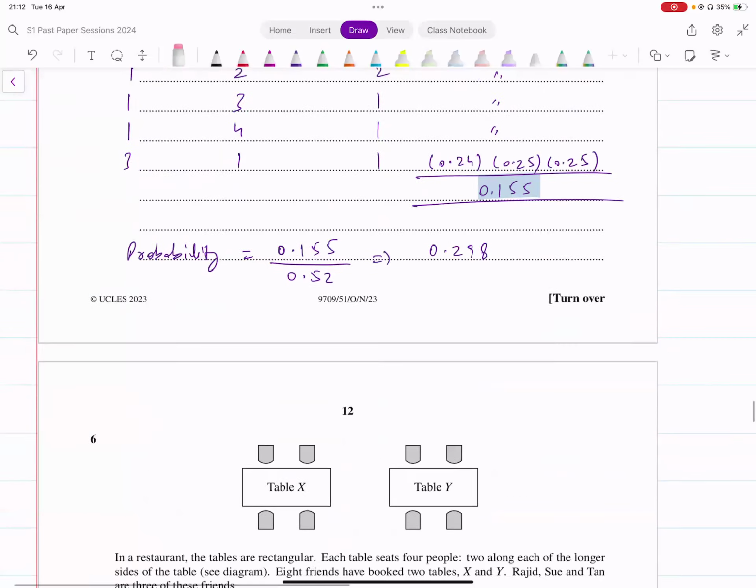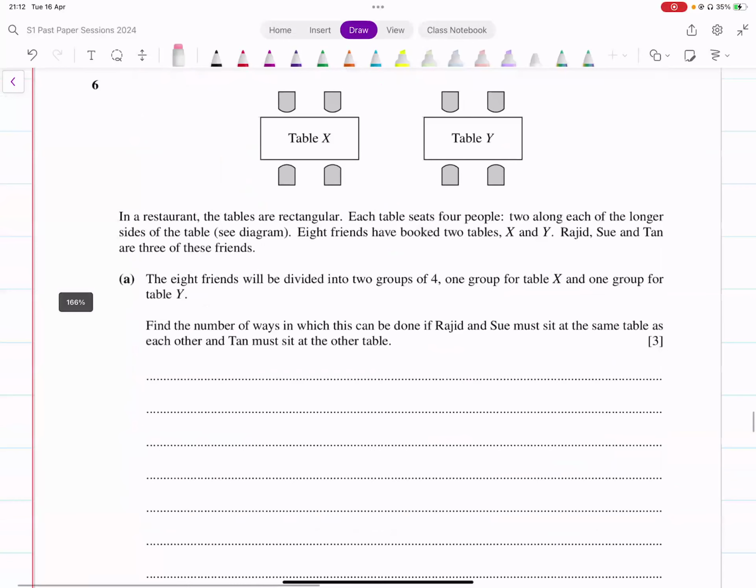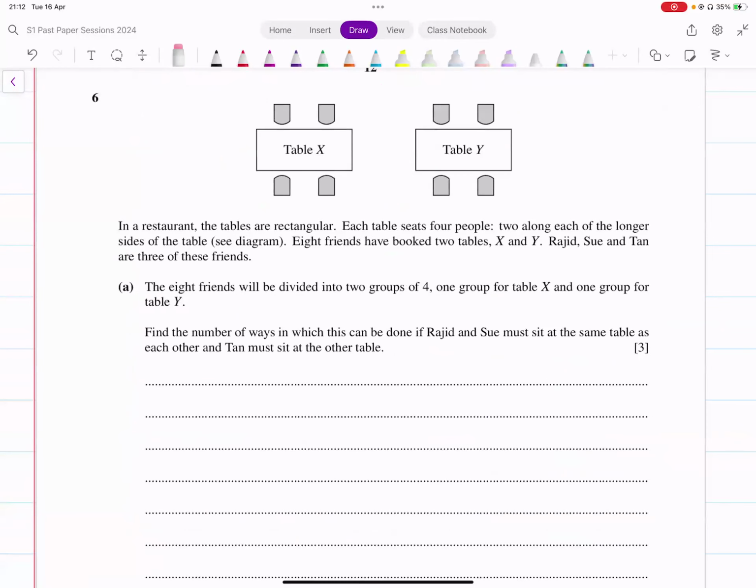All right. Let's look at part 6 now. Question number 6. It says, in a restaurant, the tables are rectangular. Each table seats 4 people, 2 along each of the longer sides of the table. 8 friends have booked 2 tables, X and Y.